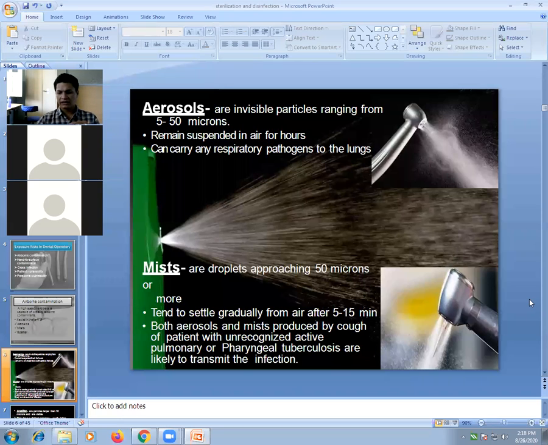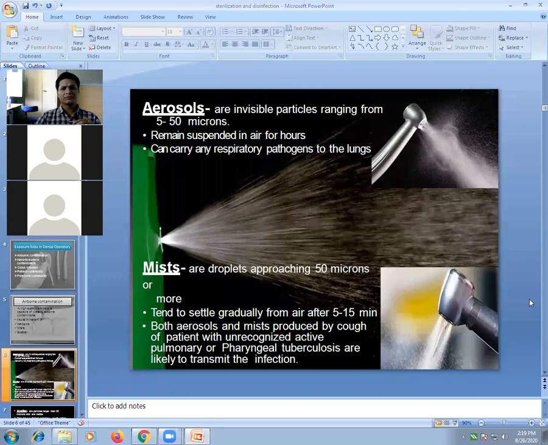In the Dental Advisory Committee, it has been decided to minimize the use of aerators to eliminate the number of aerosols.